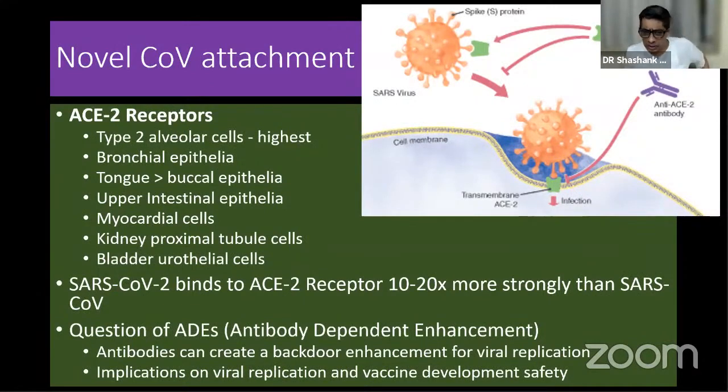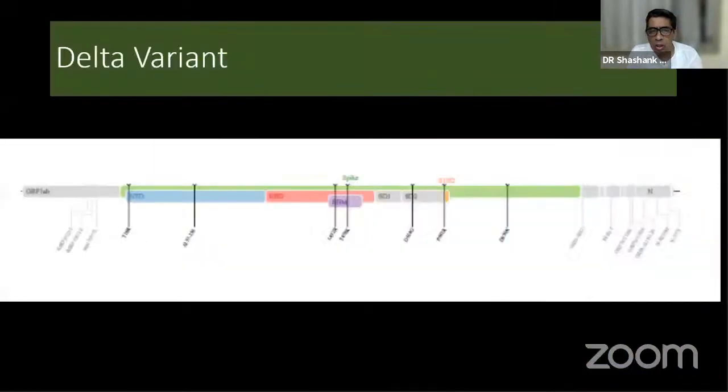We also know that SARS-CoV-2 binds to the human ACE2 receptors. The type 2 alveolar cells have the highest concentration of ACE2 receptors, followed by bronchial epithelial, tongue, buccal epithelium, upper intestinal epithelium, myocardial cells, kidney proximal tubular cells, and bladder urothelial cells. Even now we have data to show that this could be binding to the pancreatic beta cells. SARS-CoV-2 has a 10 to 20 times stronger bonding than other SARS viruses. We also know there is something called antibody-dependent enhancement, which means antibodies can create a backdoor entry for viral replication, and this can be looked at.